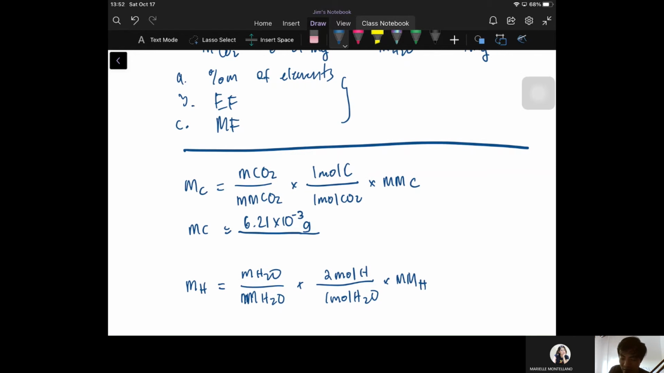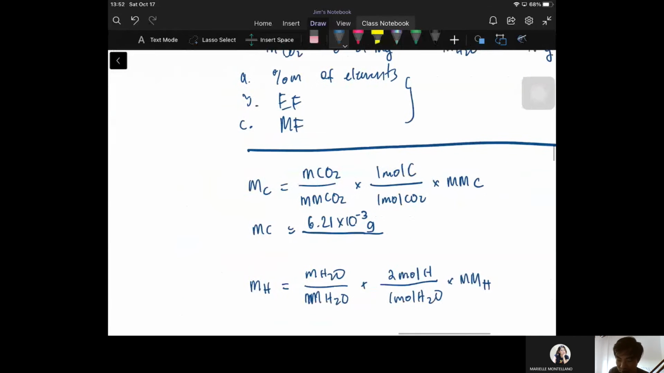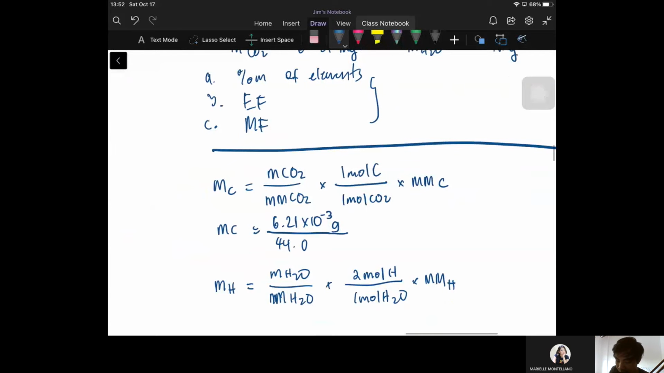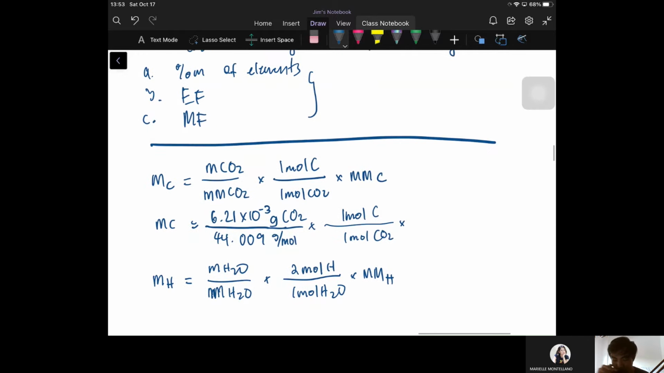Molar mass ng CO2, kopyahin lang natin nakalagay dito. 44.009 gram per mole. 1 mole C, 1 mole CO2. Tapos, molar mass ng carbon, 12.011. Okay. So, ganun. Kumbaga, ang pinapalitan lang talaga natin itong nasa taas. The rest is the same. So, ulit-ulit lang talaga tayo ng gagawin. So, other units will cancel.